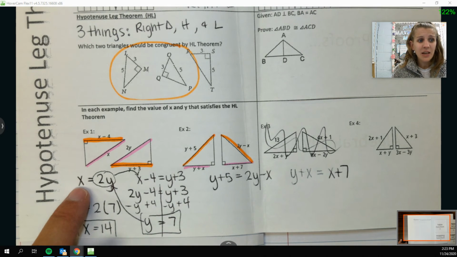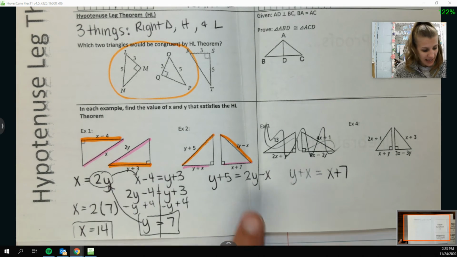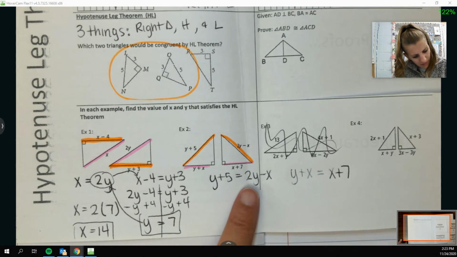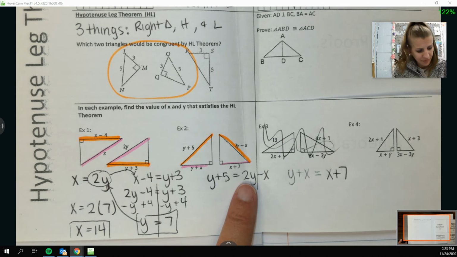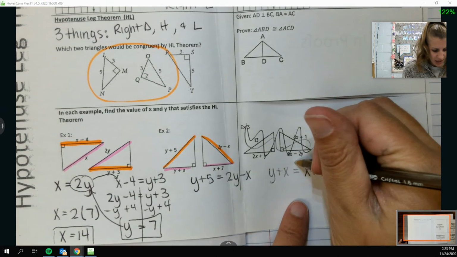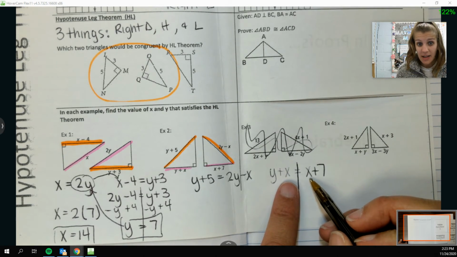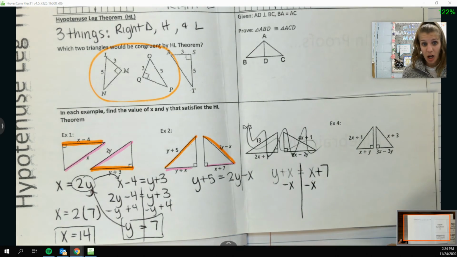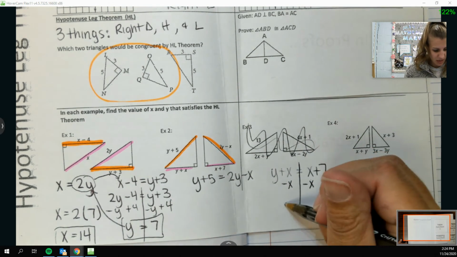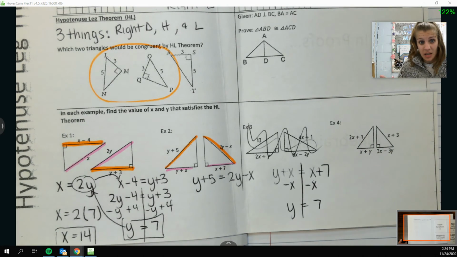And I don't have one letter by itself like I did last time. Last time I just had this x alone, and so I could replace x with 2y, and I don't really have that here. Now I could move that y over, but then I'd still have an x and a y. If I take a look over here, actually this one's super good. I noticed that I have x's on both sides, so if I subtract this one, they're gone. So x minus x is 0. I have y left. That's it. Y is 7.